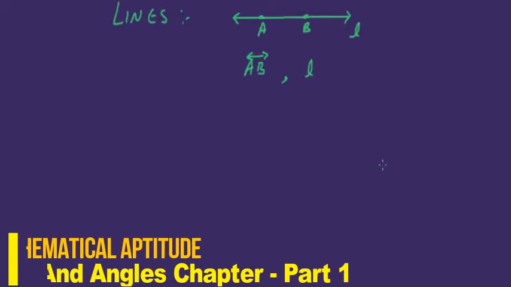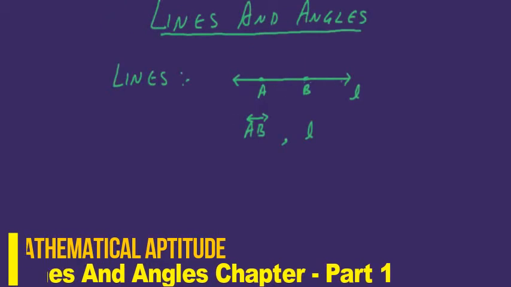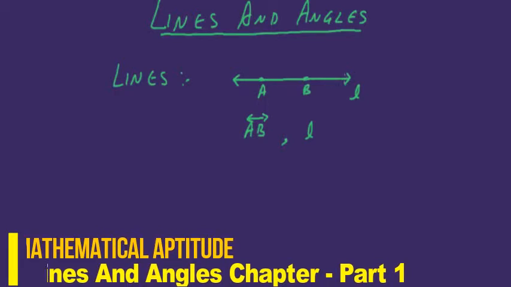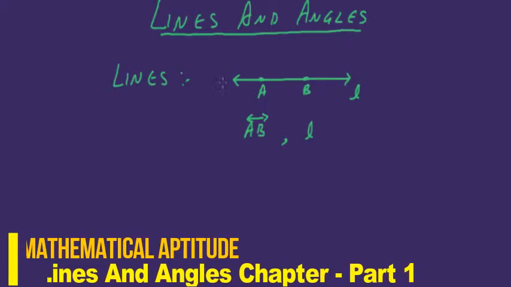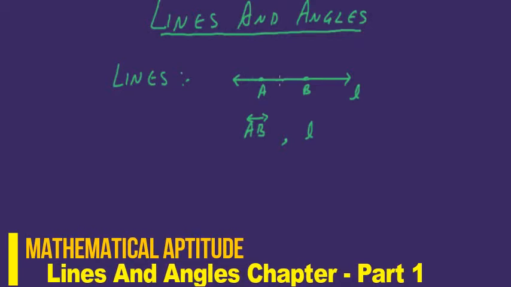And we know that a line can be extended in both directions, on the right hand side as well as on the left hand side. So the line has no fixed length, because it can be extended in both directions.